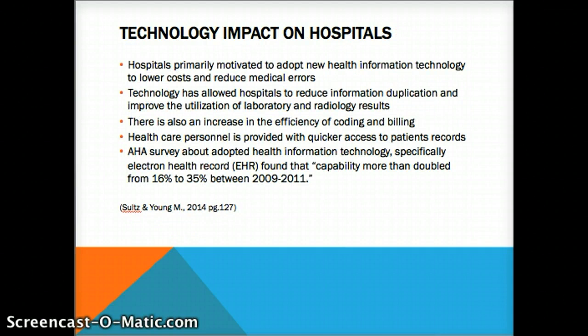Technology impacts on hospitals. Hospitals are primarily motivated to adopt new health information technology to lower costs and to reduce medical errors. Technology has allowed hospitals to reduce information duplication and improve the utilization of laboratory and radiology results. There is also an increase in the efficiency of coding and billing. Healthcare personnel are provided with quicker access to patient records. An AHA survey about adopted health information technology, specifically electronic health records, found that capability more than doubled from 16% to 35% between 2009 and 2011.